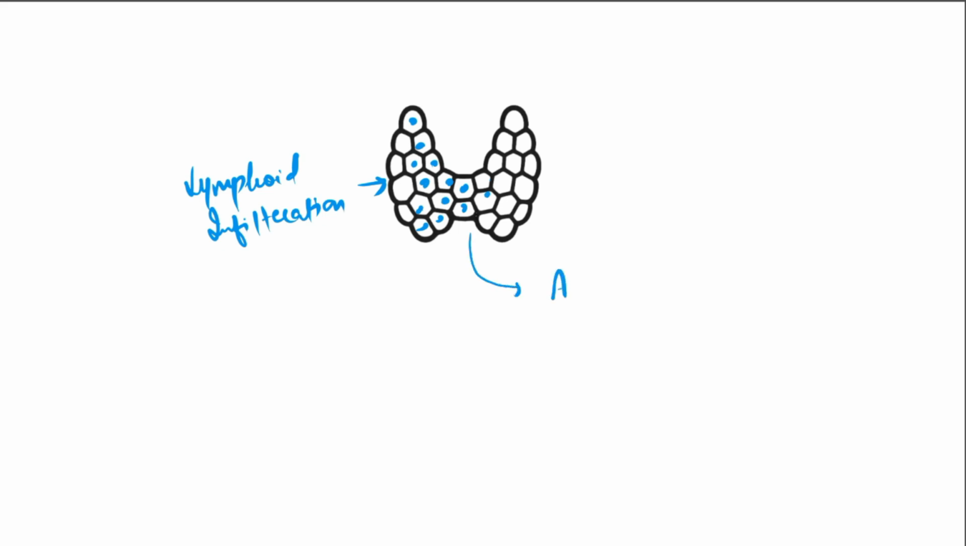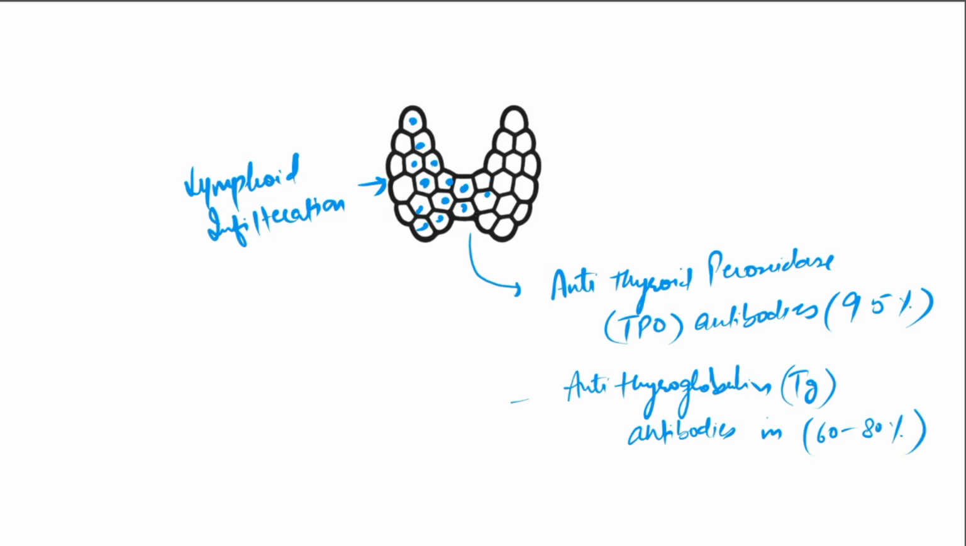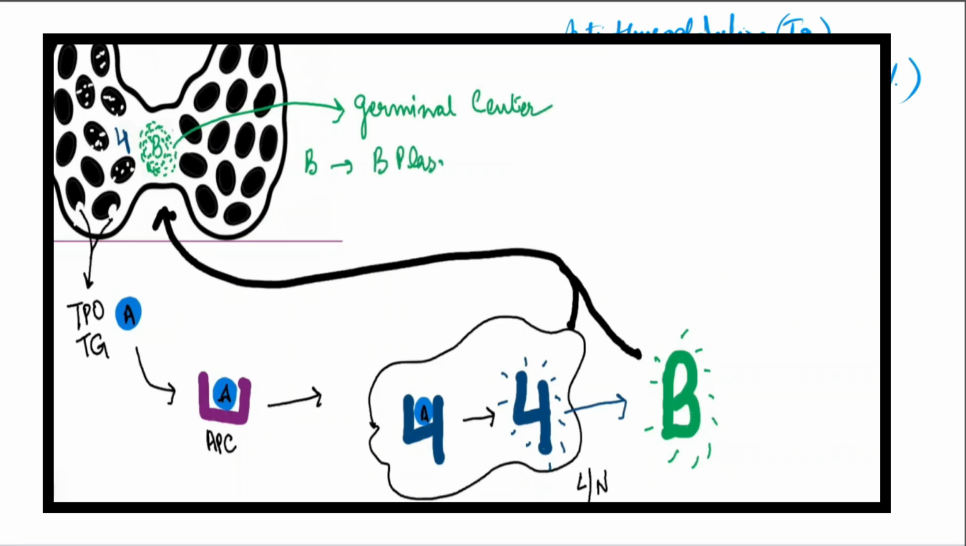and leading to high titer of circulating anti-thyroid peroxidase antibodies in 95% of the population, and anti-thyroglobulin antibodies in 60 to 80% of the population. As we discussed in part 1, T and B lymphocytes migrate into the thyroid gland, where T cells cause the direct destruction and B lymphocytes change to B plasma cells and make anti-TPO antibodies and anti-TG antibodies.